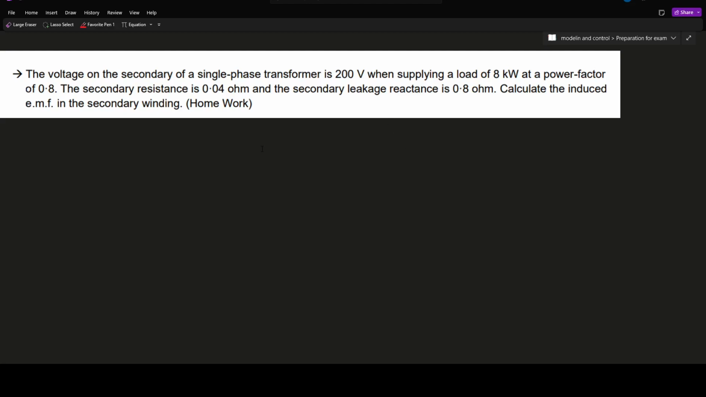Okay, for this exercise, we are gonna do it a little bit different. We are gonna start writing what we know. So we know that the load power is 8 kilowatts. We know that the power factor is 0.8.